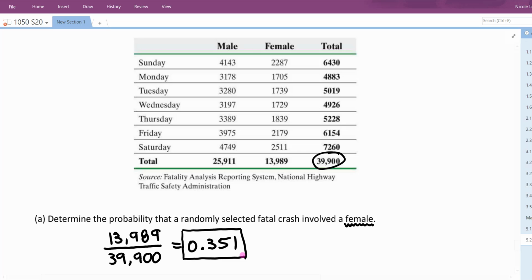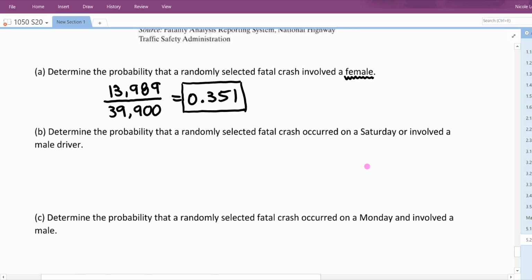So then you can use that to actually figure out the percentage of fatal crashes that involved a male driver. So if about 35% of fatal crashes involved a female driver, that means the remaining 65% involved a male driver. Okay, so then now let's go ahead and look at part B.